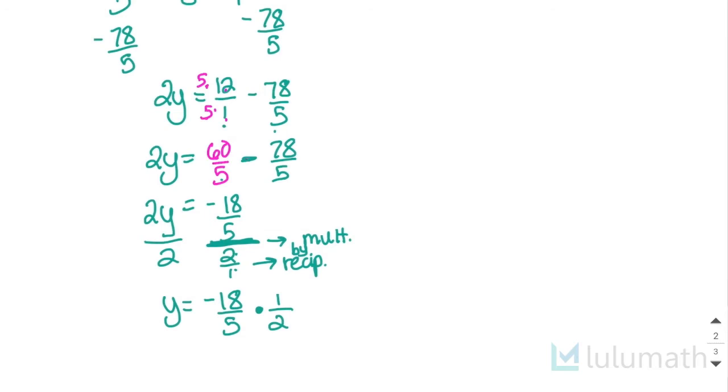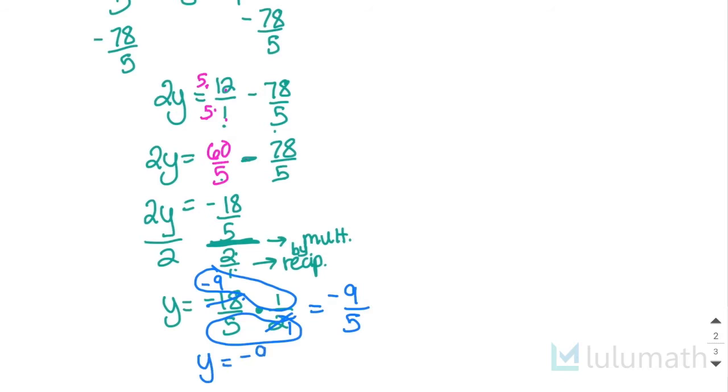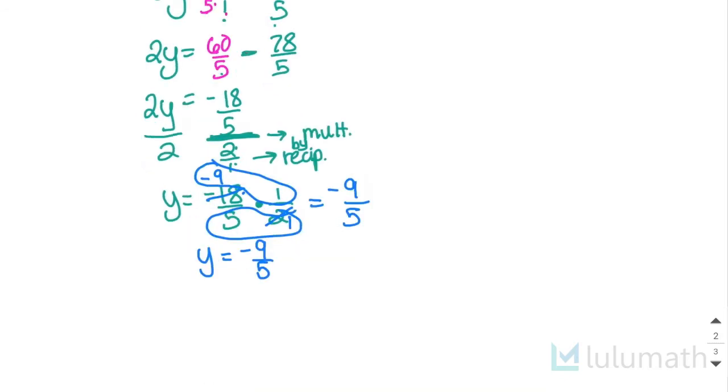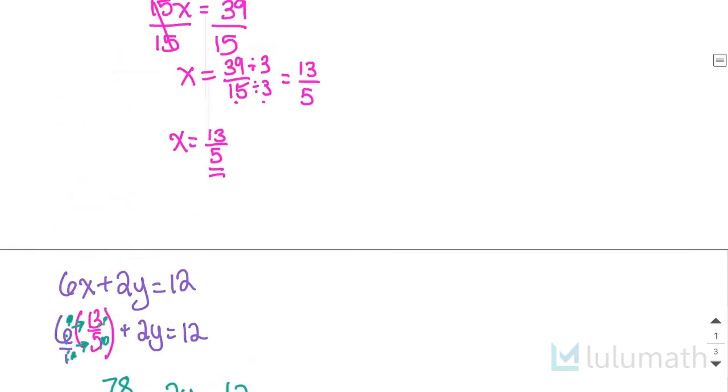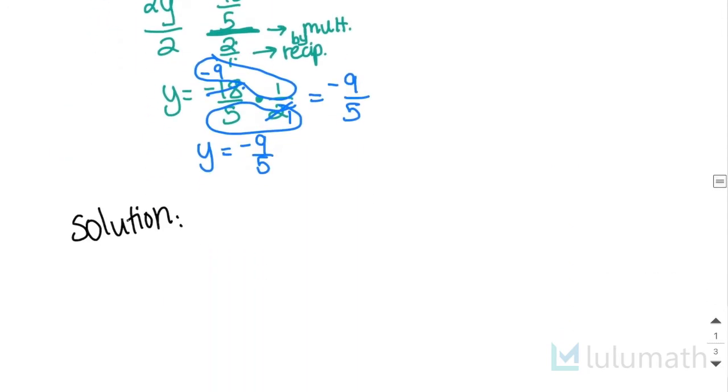Now I'm going to see if there's anything that can cancel. Negative 18 and 2 are both divisible by 2. So 2 divided by 2 is 1, and negative 18 divided by 2 is negative 9. Now I'm just going to multiply across. Negative 9 times 1 is negative 9, and 5 times 1 is 5. So that means that y is equal to negative 9 over 5. That gives me a solution: we know x is 13 over 5, and y is negative 9 over 5. So my solution is 13 over 5, negative 9 over 5.